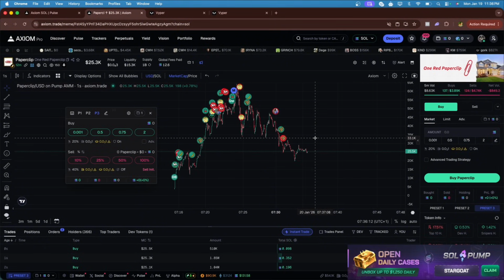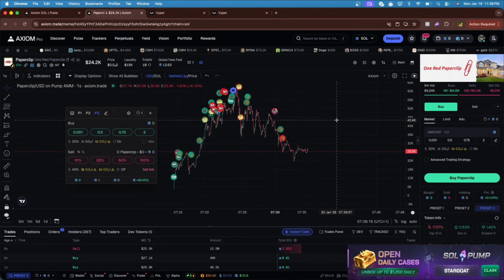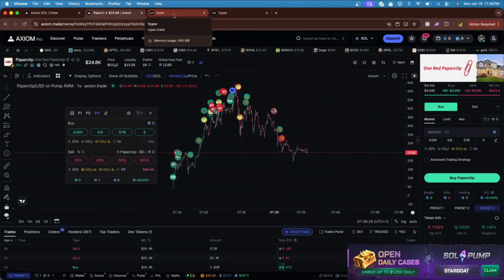How are we going to be able to see these bundles, and how do these actually work, right? Because how do these devs bundle in the first place? So there are multiple ways, right? There are multiple bundling platforms, and I thought that you could actually see this on Axiom, but you can't. So I'm going to be showing you guys this other platform.